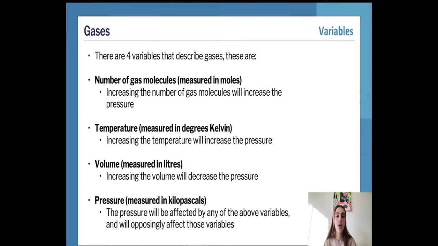And so with the volume, increasing the volume will decrease the pressure, because as the volume of the container gets bigger, there's then more space for the gases to occupy. And so if there's more space for the gases to occupy, then they can move around more, they're more spaced out from each other, and so there's less compression onto those molecules.